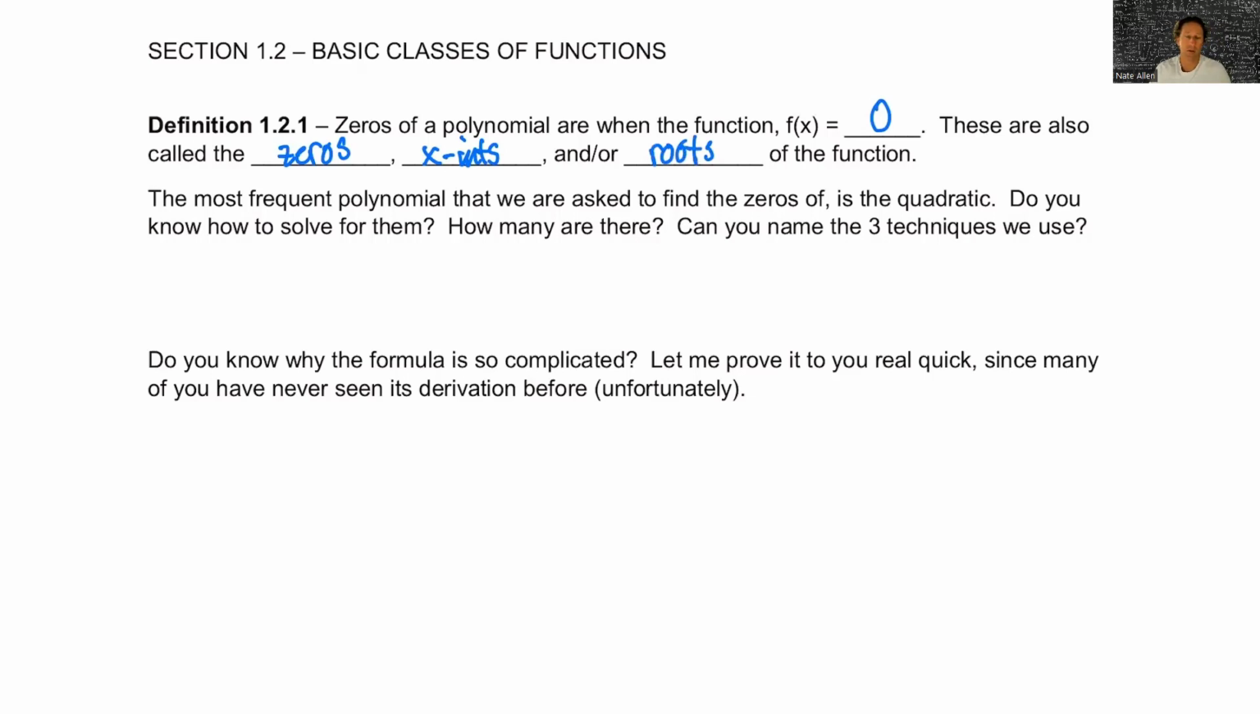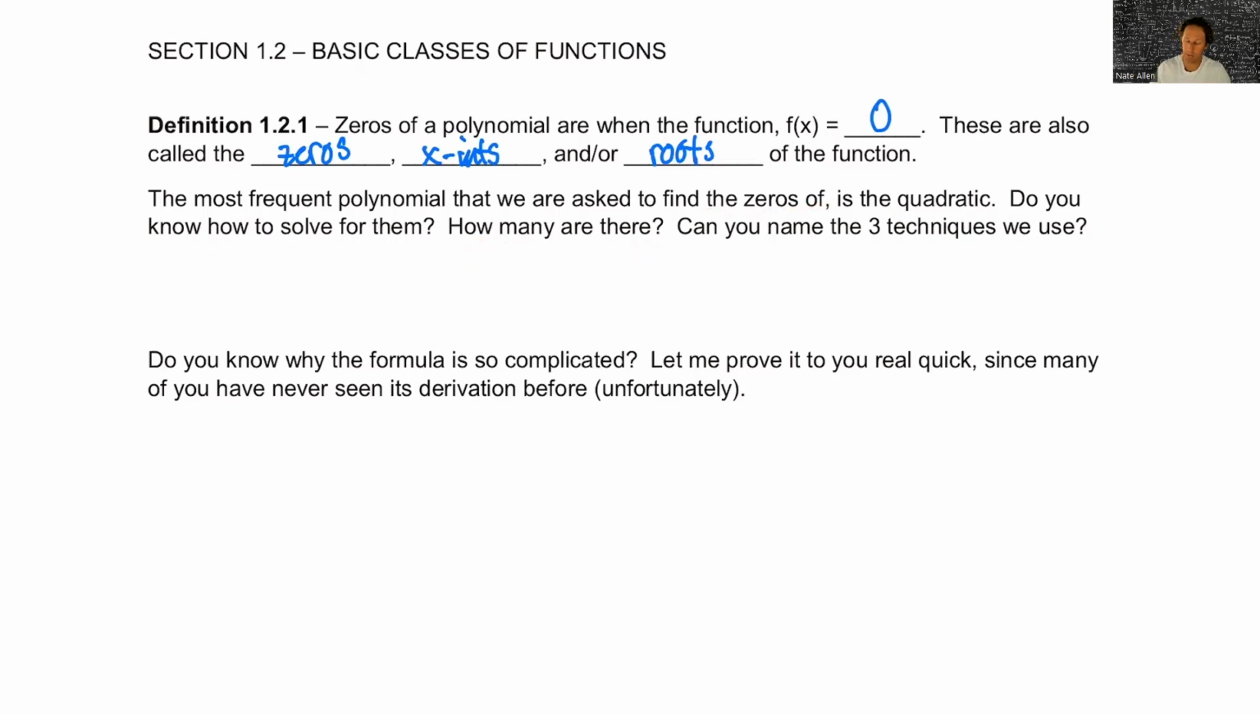So next, we're going to talk about polynomials. We went in depth about linear functions and lines and all the different forms of slope. How about the next most difficult or challenging equation? Well, that would be the polynomial. And in particular, the one that we use the most in C is a quadratic. And if we wanted to find the zeros, would you know how to solve? Do you know how many there would be?